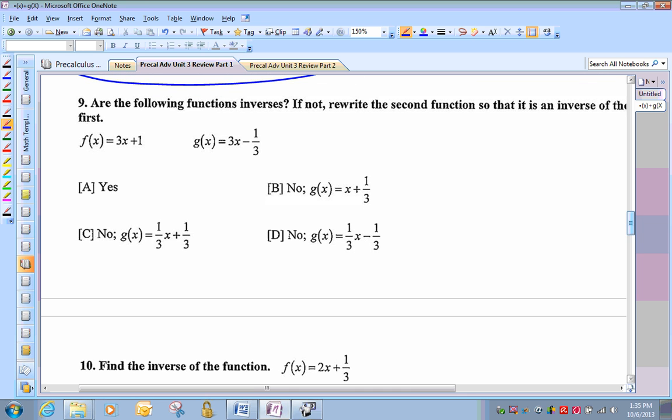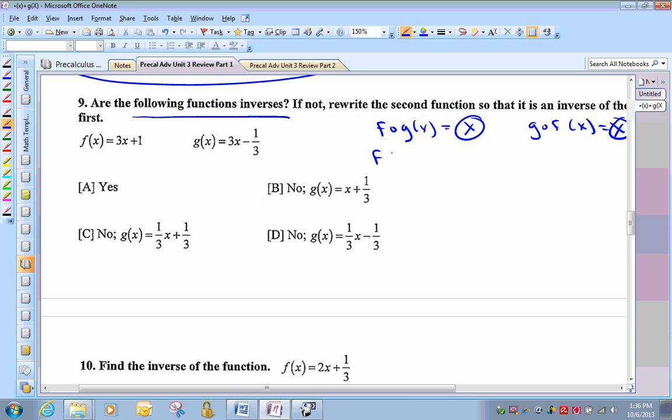All right, are the following functions inverses? If not, rewrite the second so that it's an inverse of the first. Well, let's just figure out if they're inverses or not. Are they inverses? That's asking you to check, or to prove, or to verify that they are inverses. You will have to do this on your test. That is when we fog and we golf. And each time they have to end up equaling x. So let's see if that happens.